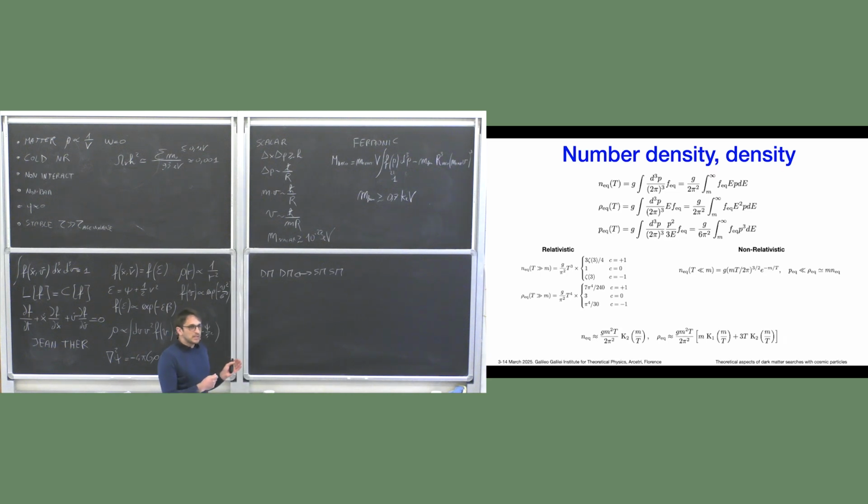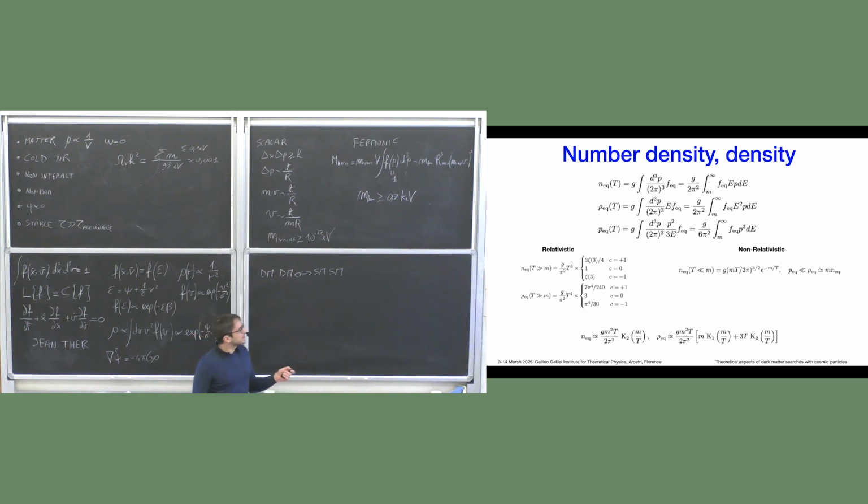The other possibility is that dark matter has never been in thermal equilibrium with standard model particles. These, of course, are two very different cases, and we will show briefly how you can manage to have the right relic density in the two cases.